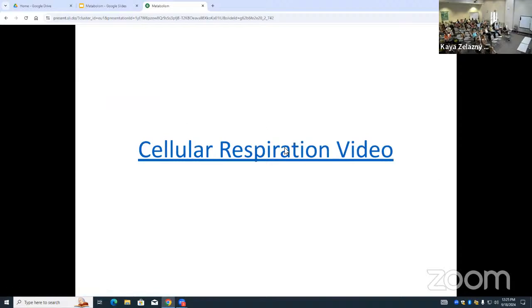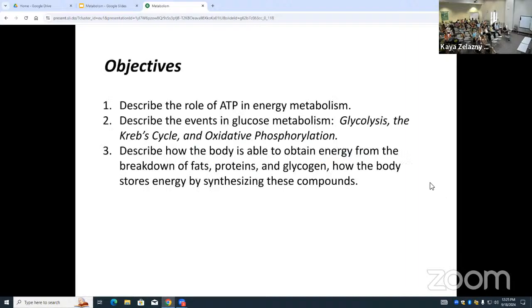This is just a little video from your textbook showing you, in quote unquote 3D, what this process looks like. But I want to make sure that we talk a little bit about the fact that we can break down things that aren't glucose, right? Because we're not just eating sugar pills all day long. There's a point to that too.